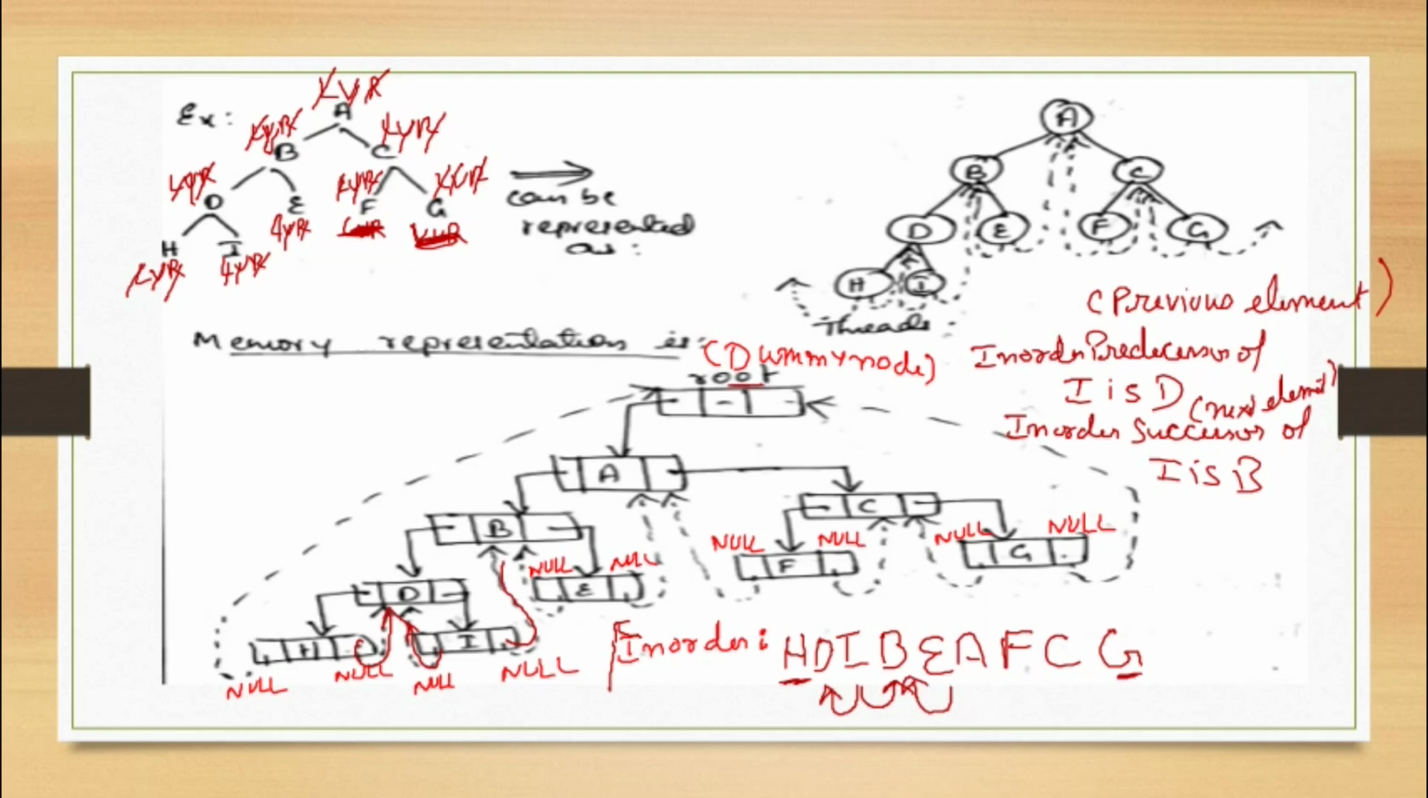Even E's left link should be connected to B, that is the in order predecessor. So that is why this link is created, and E's right link is connected to A, which is the in order successor. Then F's left link is connected to A, because it is the in order predecessor, and F's right link is connected to C, which is the in order successor. Similarly, G's left link is connected to C, which is the in order predecessor. So that is how we create and connect all the threads.